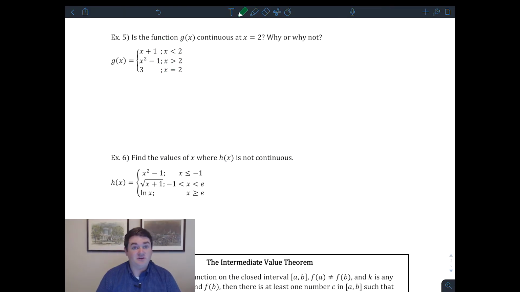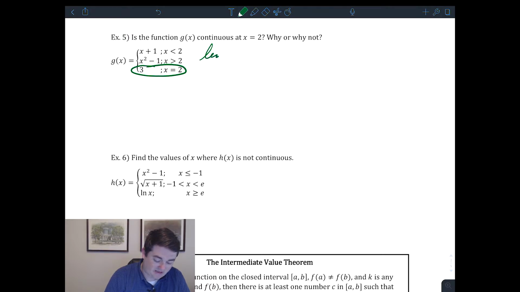Example 5 is really similar. Is this function continuous at x equals 2? Again, I noticed that 2 is the breaking point. So let's go through the 3-step process. Does g of 2 exist? Yeah, it does. I can see right here, g of 2 equals 3. Does the limit as x approaches 2 exist? Well, I can see that for values of x less than 2, I can calculate the limit as x approaches 2 from the left by plugging into x plus 1.